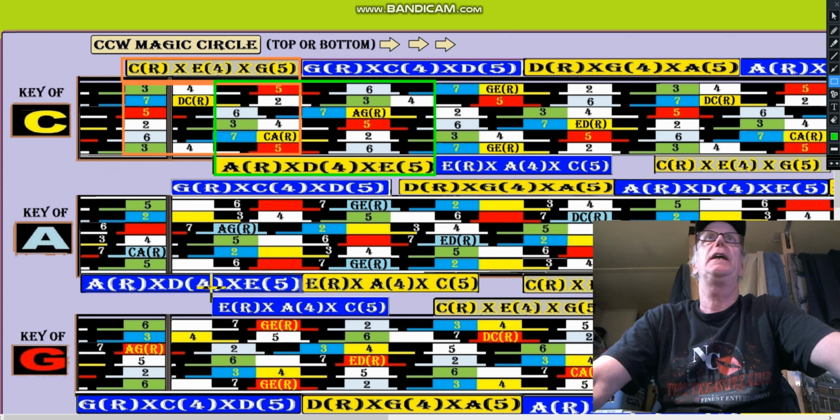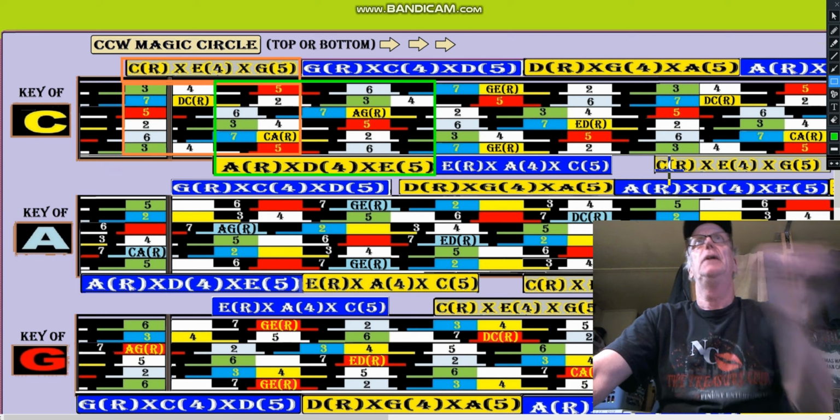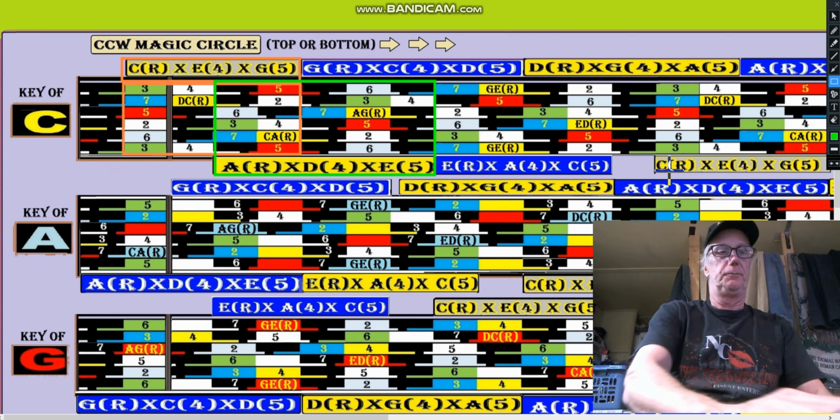So you'll see the root, 2, 4, 5 here. You'll see them there on all of them. Now it goes CAGED: C, A, G, E, D, and just starts over again. Those are the shapes.